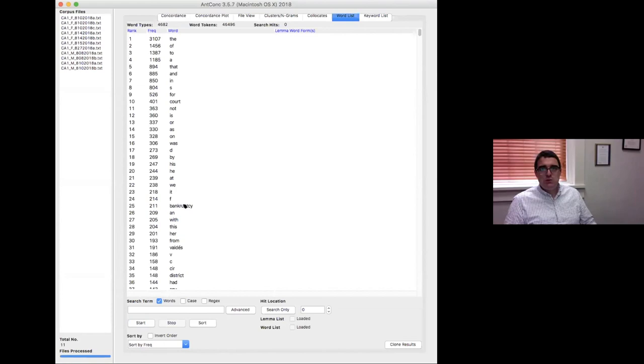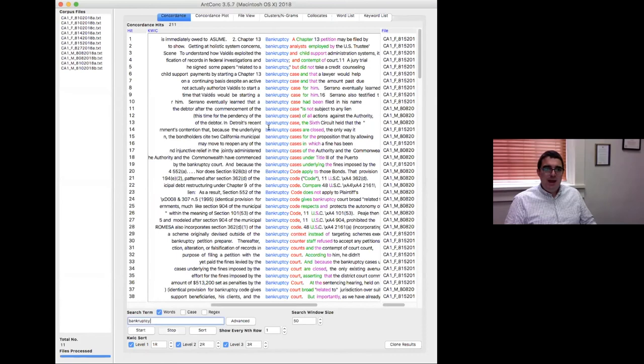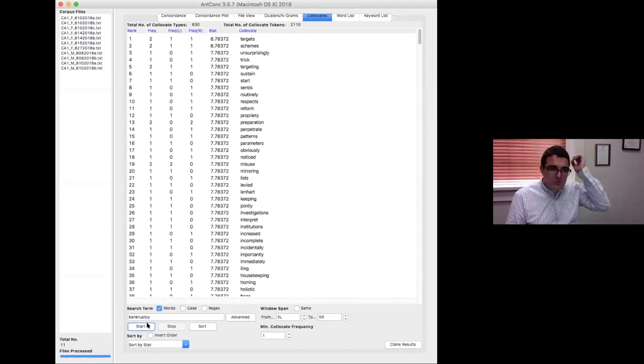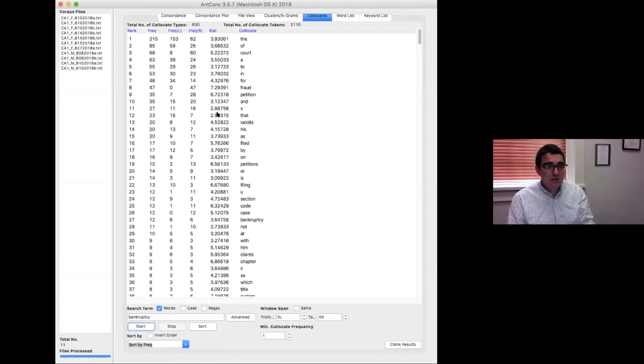So now if I click bankruptcy, I can see all of the concordance lines for bankruptcy in this small corpus. I can see where it occurs in these texts. I can do collocate searches. So here I'll sort by frequency. What are the most common collocates with bankruptcy? Of course, we have the court, fraud, petition. Okay, so we can do collocates, clusters, concordances.